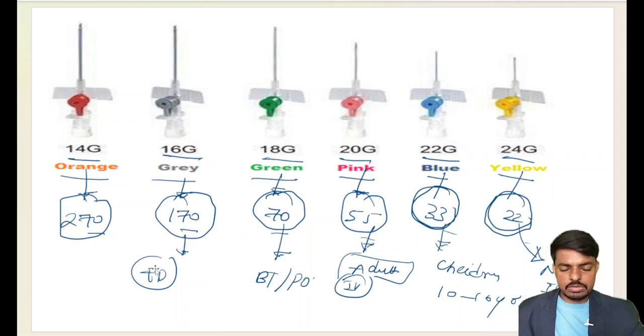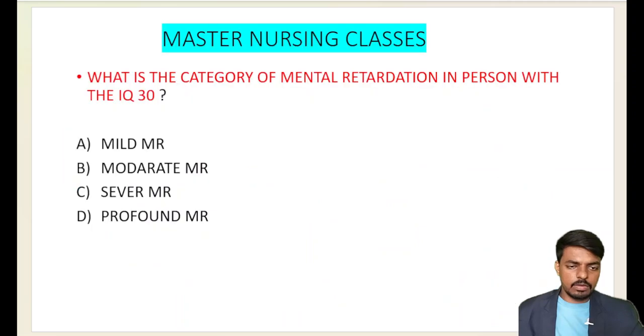And the special thing I have told: gray is used in the emergency department, and green is for blood transfusion and pre-operative patients. Pink is for regular IV infusion in adults. The blue is for children between the ages of 10 to 16 years, and yellow is for neonates and infants. Very important. You have to keep it in your mind.